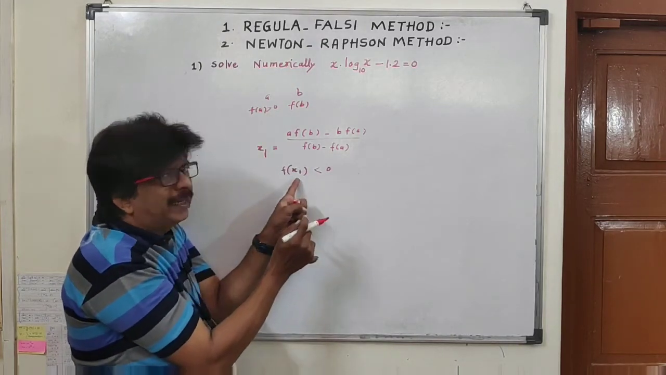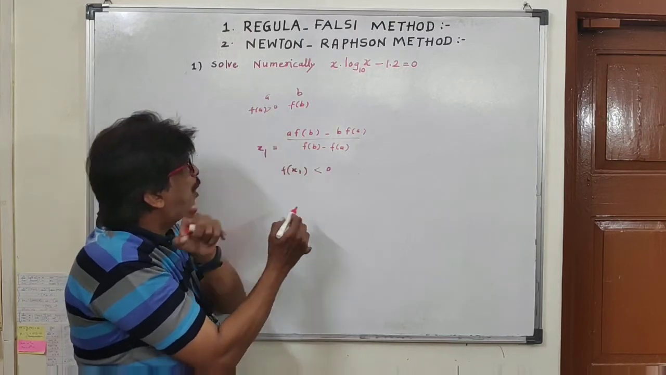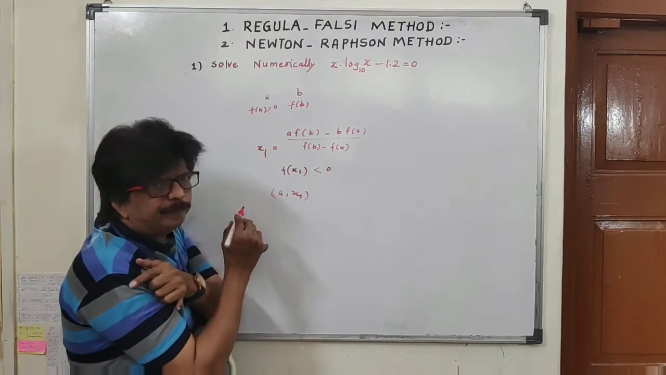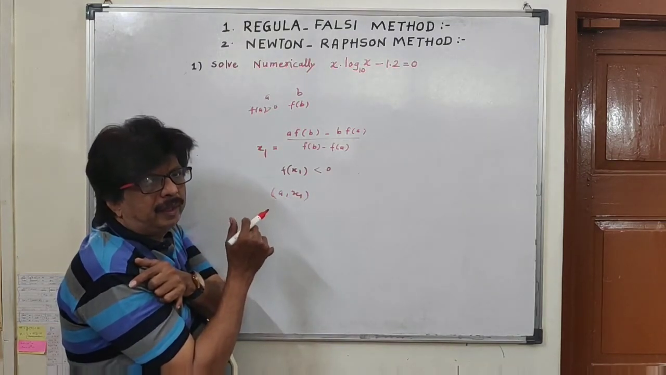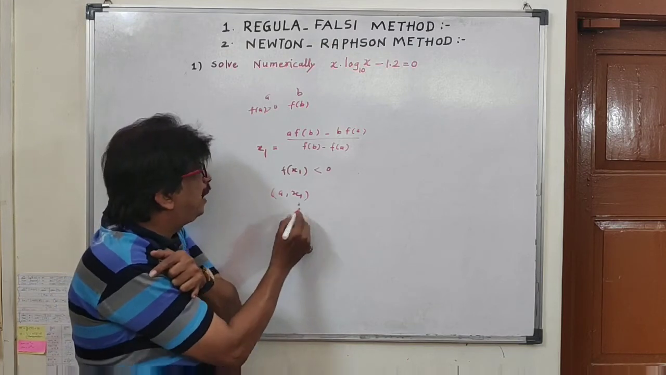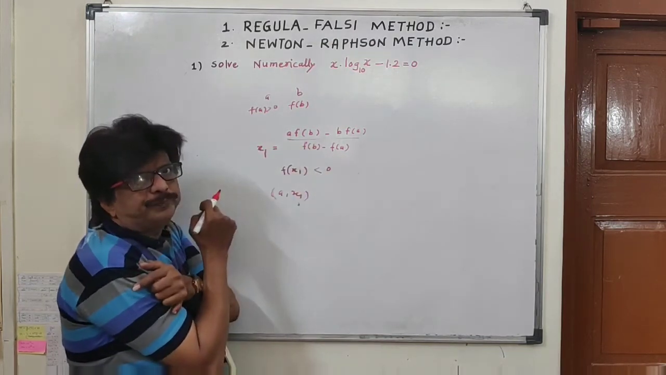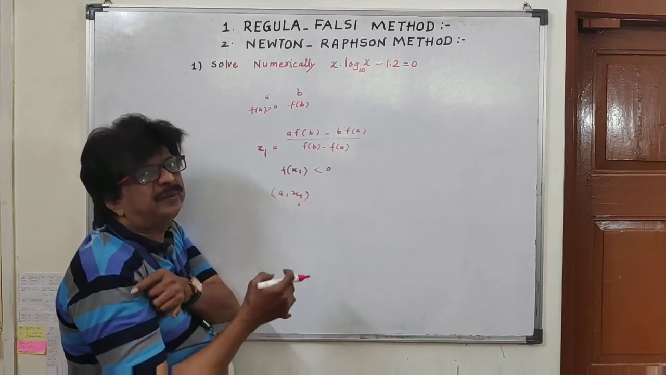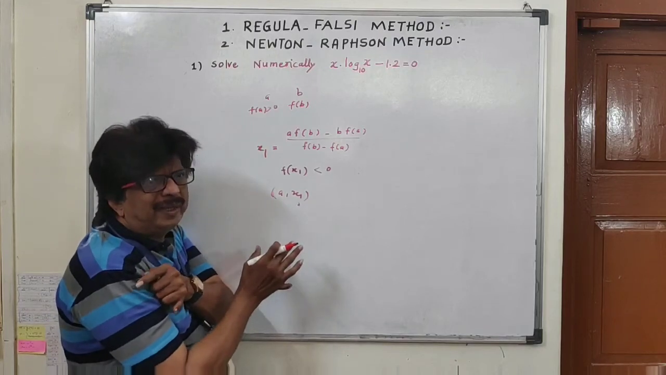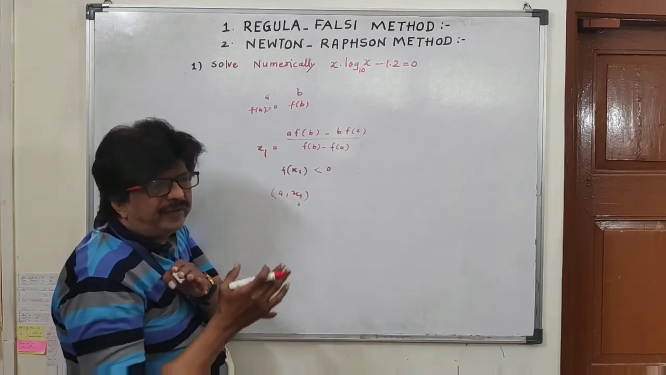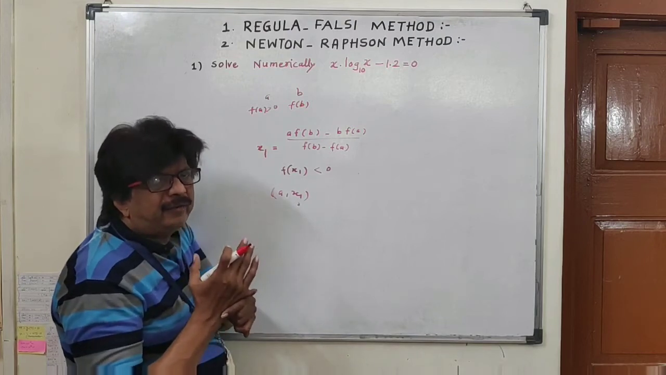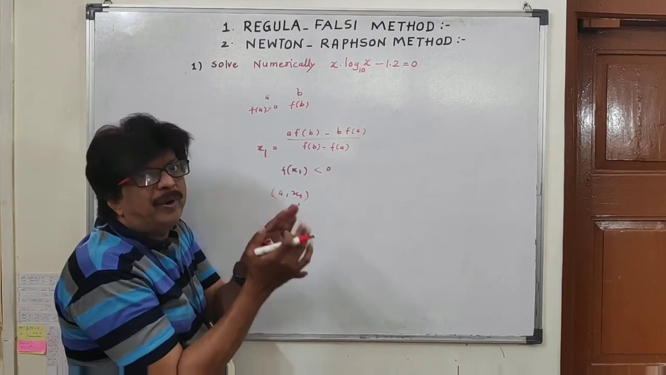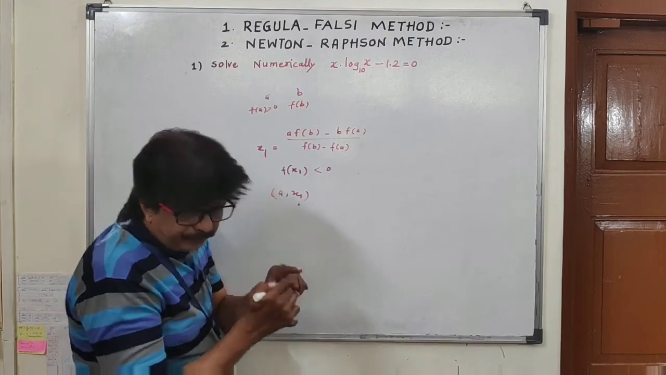Now here f of x1 is negative, f of a is positive. What does it mean? The root lies between a comma x1. Now we consider this as a and this as b. Again find this x2. We repeat this procedure 3-4 times, and when x4, x5 have similar floating point values repeated, we call it the required approximate root of the given equation.